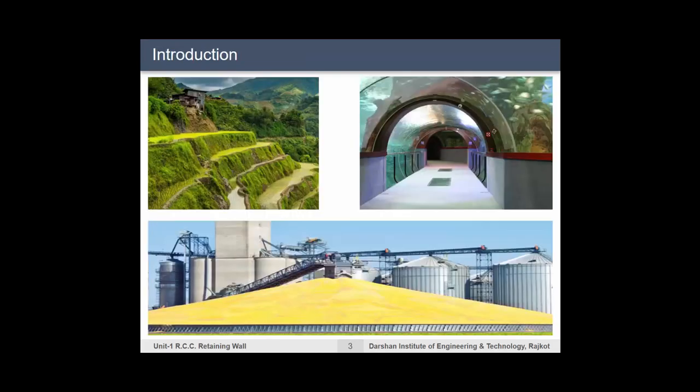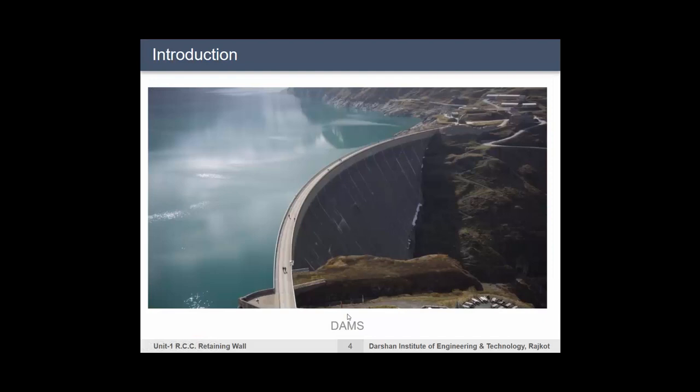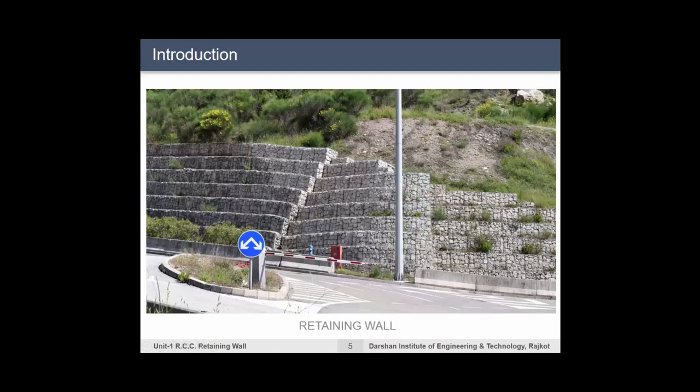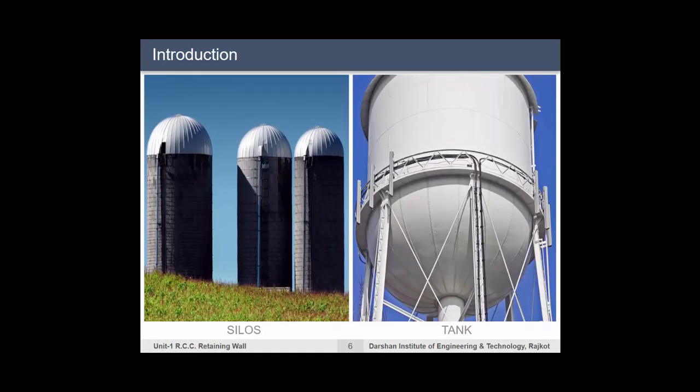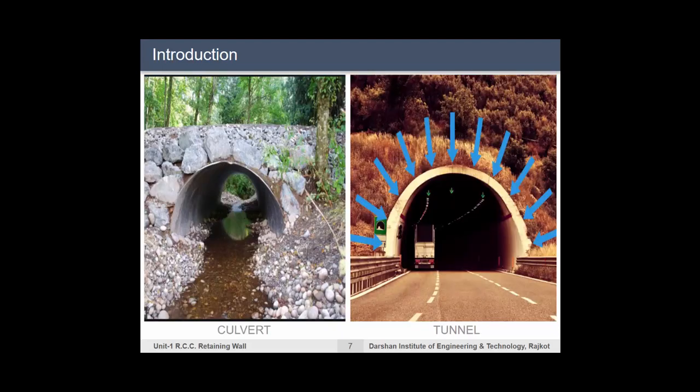Engineered structures are often used to control the position of soil, water, and granular materials. These structures may take many forms such as dams, retaining walls, silos, tanks, culverts, tunnels, etc. To do their jobs successfully, they must resist the pressure applied to them by the material they support. In this video, we will discuss how this force arises and the factors that determine its magnitude.